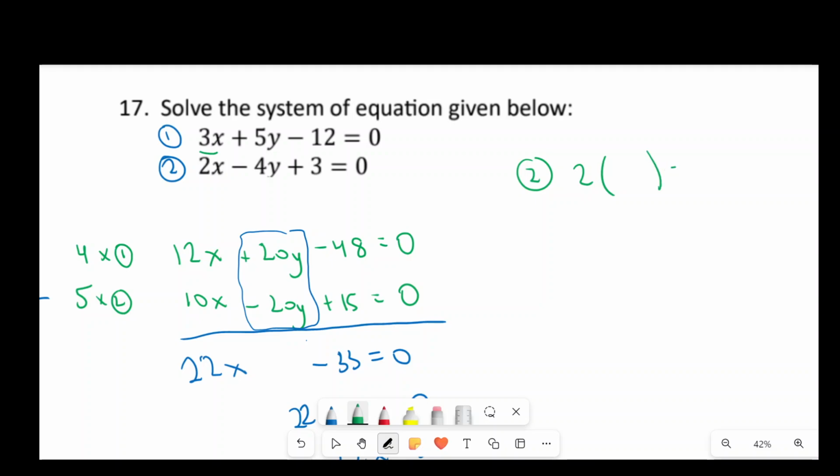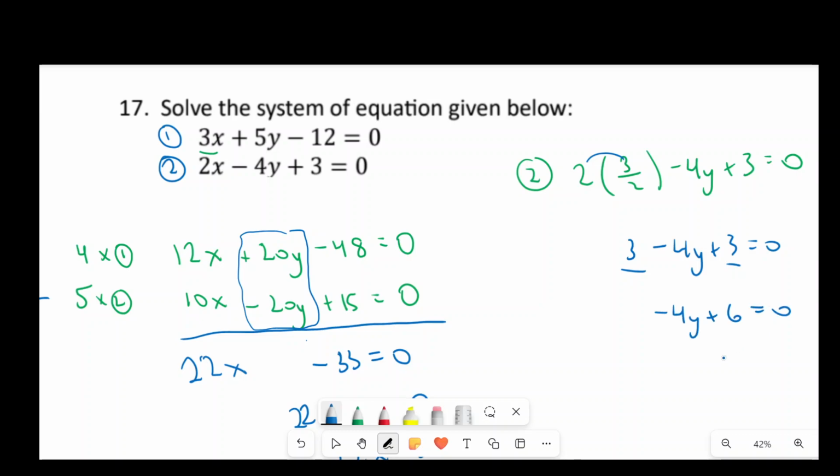2x minus 4y plus 3 equals 0. And of course, we just discovered that x is 3 over 2. So now I can solve for y. So that's 6 divided by 2. So 6 divided by 2 is just 3 minus 4y plus 3 equals 0. So collecting like terms, 3 plus 3 is 6. So I have negative 4y plus 6 equals 0.